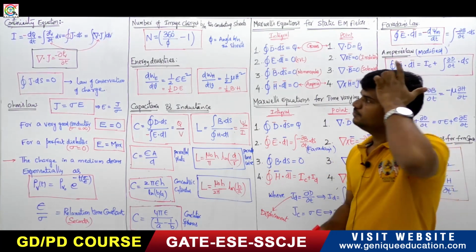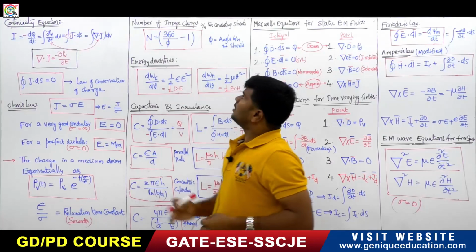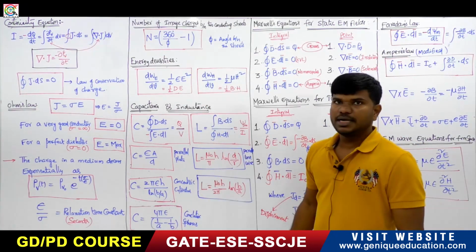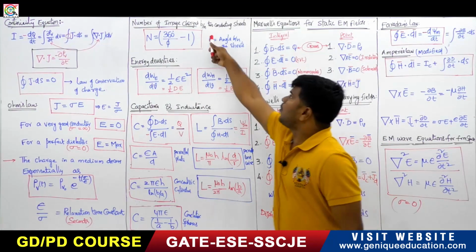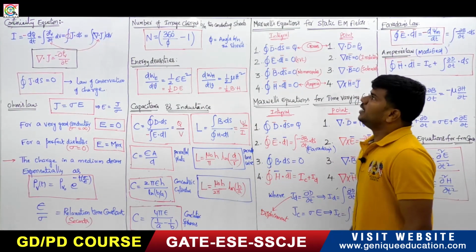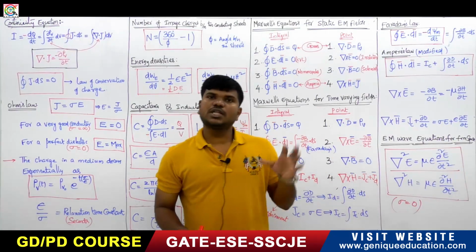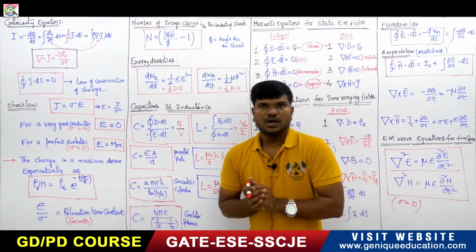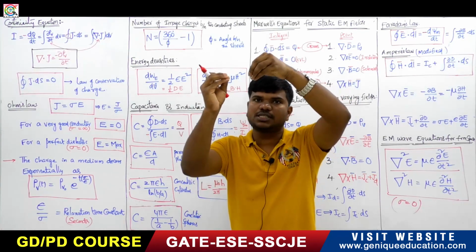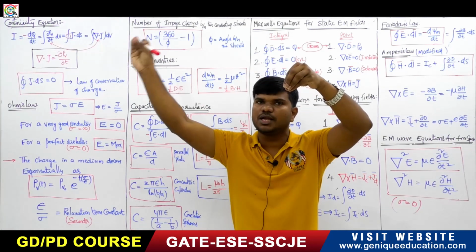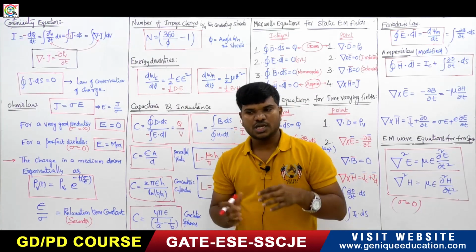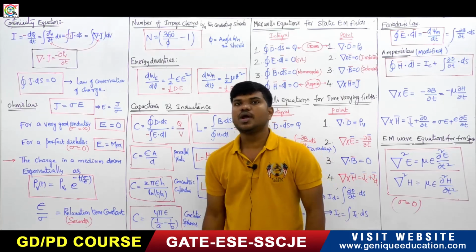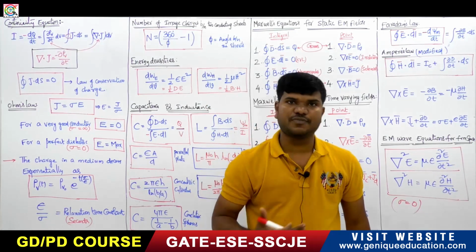Next, if you consider the number of image charges, how will the image charge occur, how will the image charge be developed? Suppose you take any point charge, or line charge, or volume charge, or any sheet charge near an equipotential surface or a conducting surface, there must be an equipotential surface.